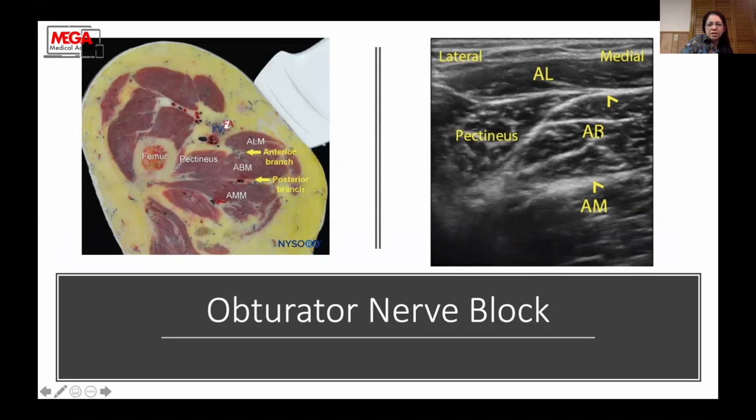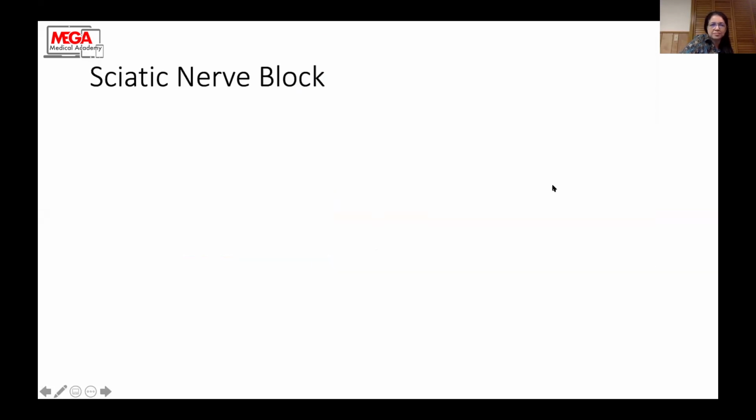An important thing, the obturator nerve, if you want to do it at the lower level. So you look for the adductor group muscles, and in the adductor group you want the adductor longus and adductor brevis and adductor magnus. Between the adductor longus and adductor brevis are the anterior branches of the obturator, and between the adductor brevis and adductor magnus are the posterior branches.